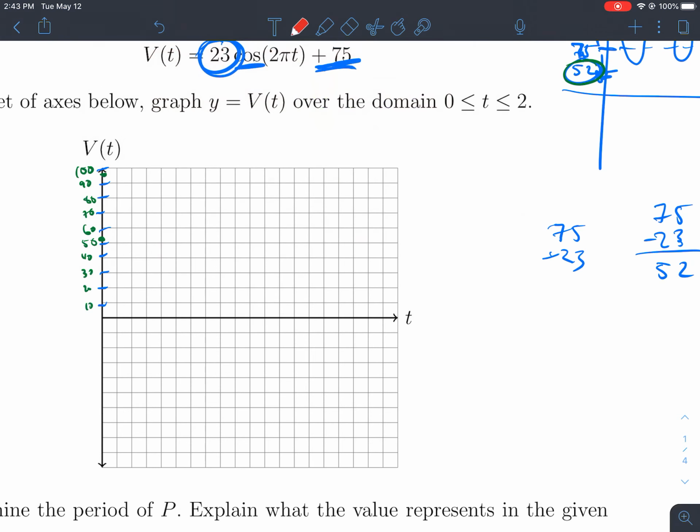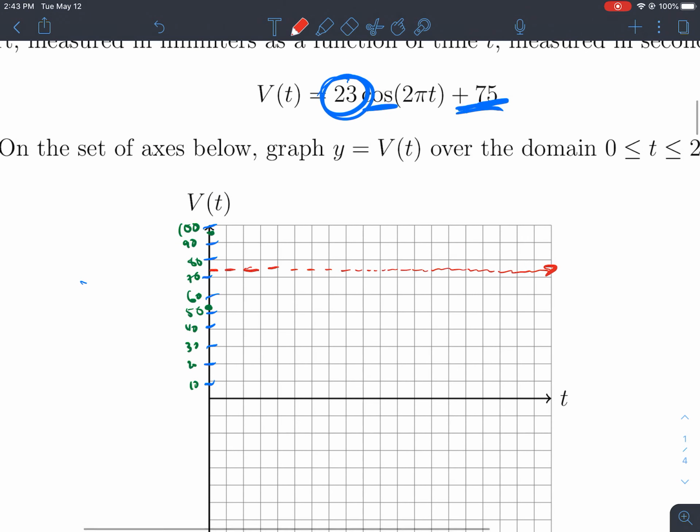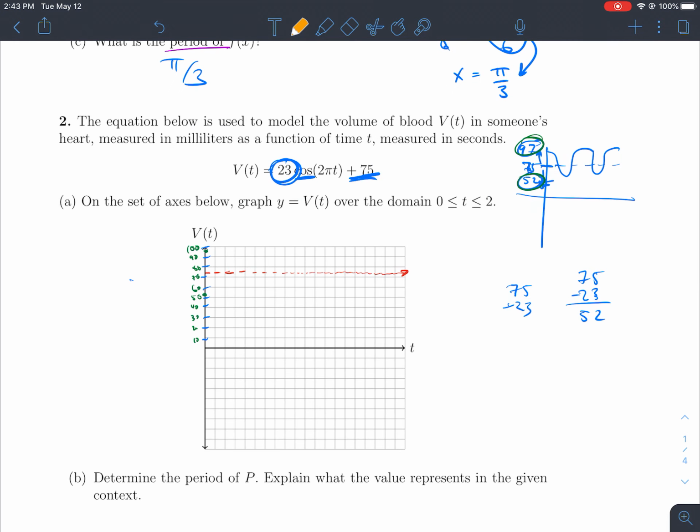All right, I'm going to graph in the midline at 75. 1, 2, okay, right between 70 and 80. So there's our midline. 23 is the amplitude, so we start off because it's cosine, but before we graph it, we've got to figure out the period.